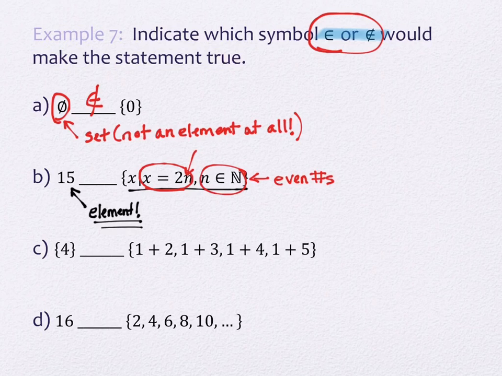Does everybody see how we got to that point? That they're even numbers. So, is 15 an element of the even numbers? No. So again, this one fails to be an element, but for a completely different reason, right? It's an element, but it's not even. So that's why it's failing.